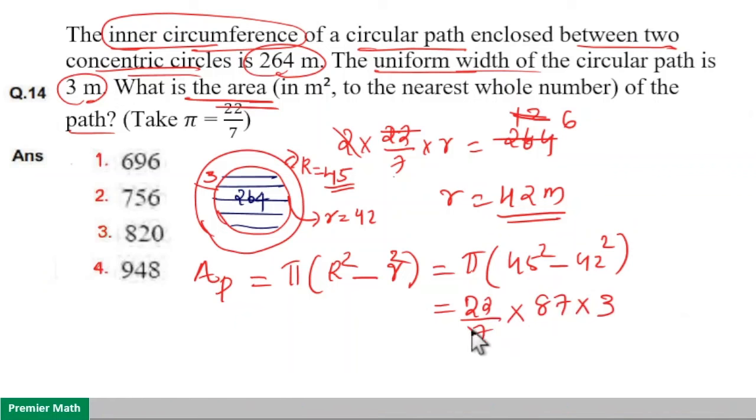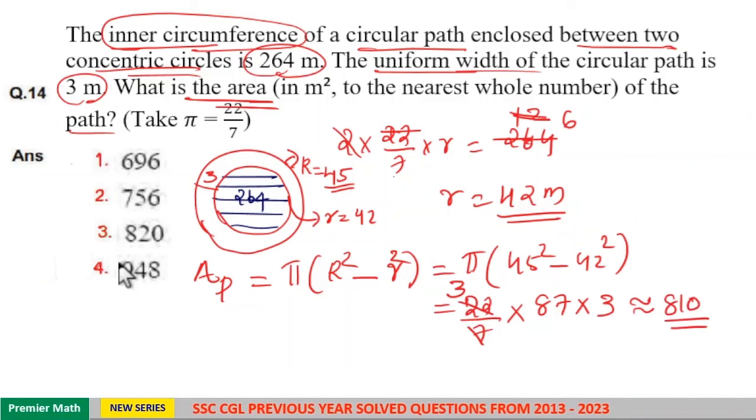if I consider this 22 as 21, if I approximate it, 7 goes 3 times in 22. So 3 into 3, 9. 9 into, if I consider this as 90, 9 into 90, 810. So this is around 810.